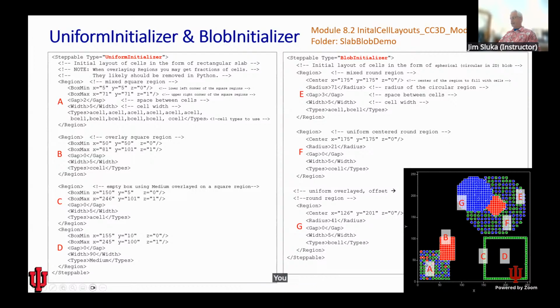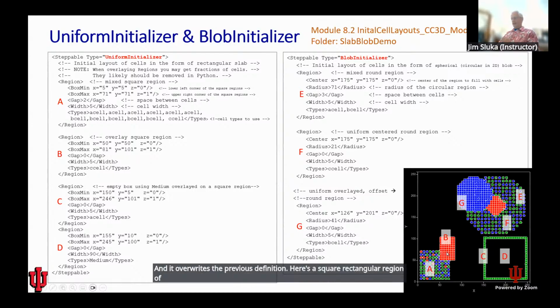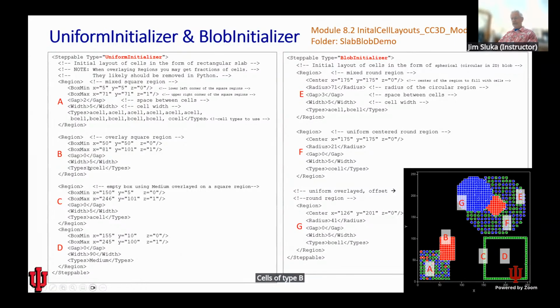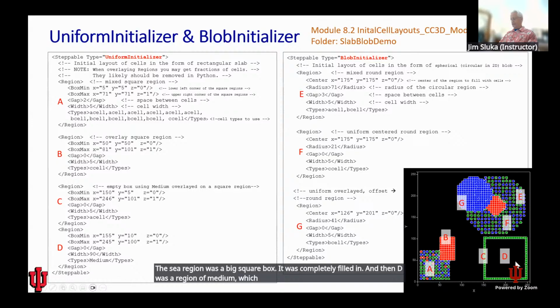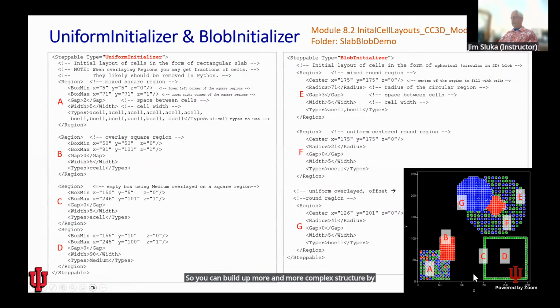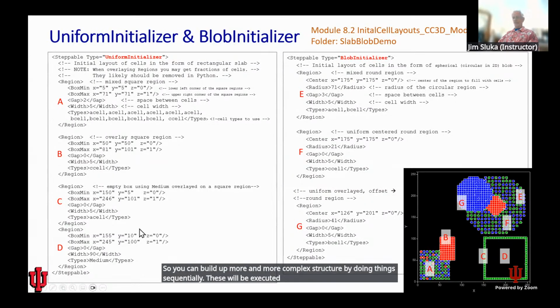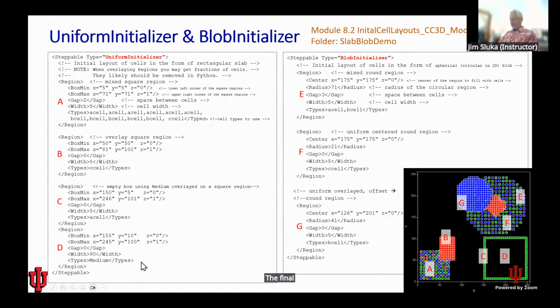You can overlay another region. So here's the B definition. And it overwrites the previous definition. Here's a square rectangular region of cells of type B. Actually, it's type C up here. The C region was a big square box. It was completely filled in. And then D was a region of medium, which basically erased the inside of the box. So you can build up more and more complex structure by doing things sequentially. These will be executed in the order they're written. So the final value for a pixel is whatever the last thing was done to the pixel.